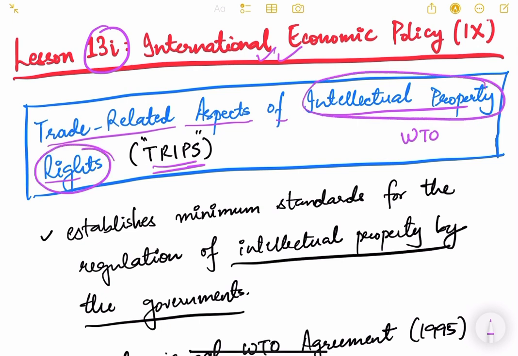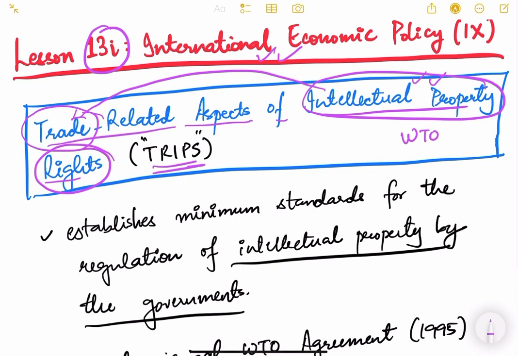Okay, so the key word here is intellectual property rights. So this agreement is related to intellectual property rights, and intellectual property rights which are related to international trade, okay, which are related to exports and imports. So this is what we get from the title of this agreement, TRIPS.